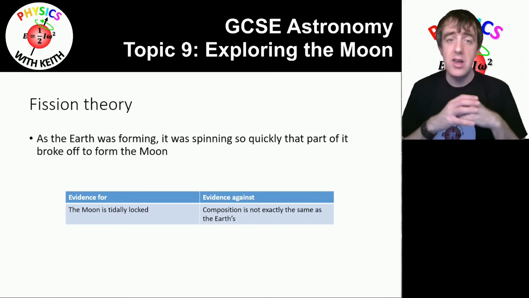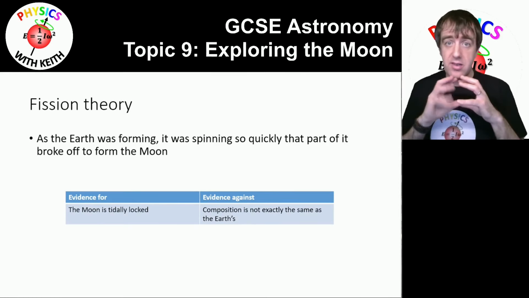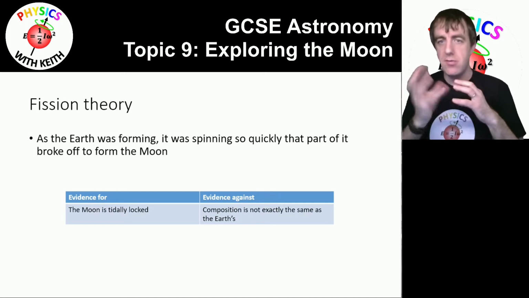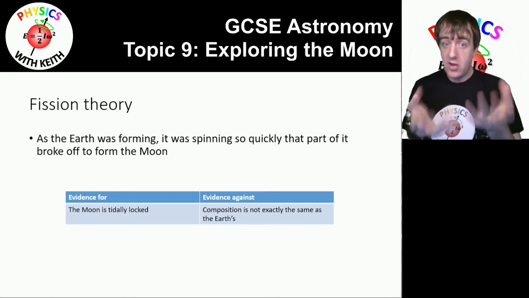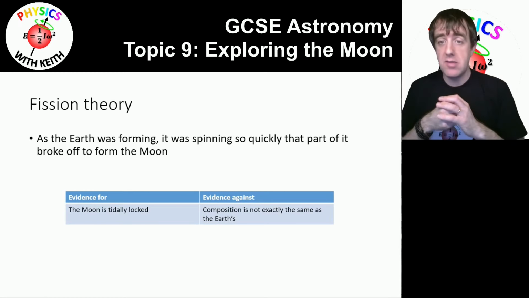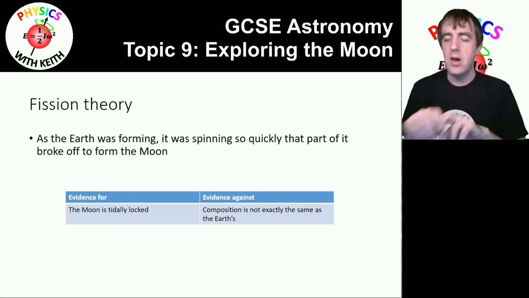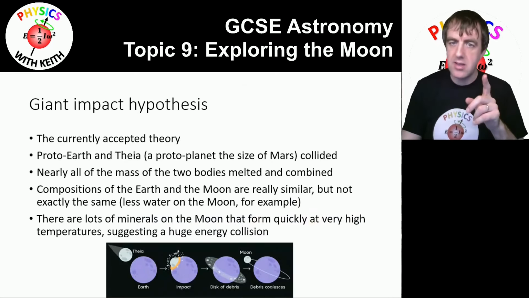Fission theory is the idea that in the early formation of the Earth, it was spinning so fast that some of the matter couldn't stay on the Earth and got flung off into space and formed the Moon. And again, tidal locking can explain it. That's one way that tidal locking can be explained. But again, the composition of the Moon is not exactly the same as the Earth. It's close, but not exactly the same.